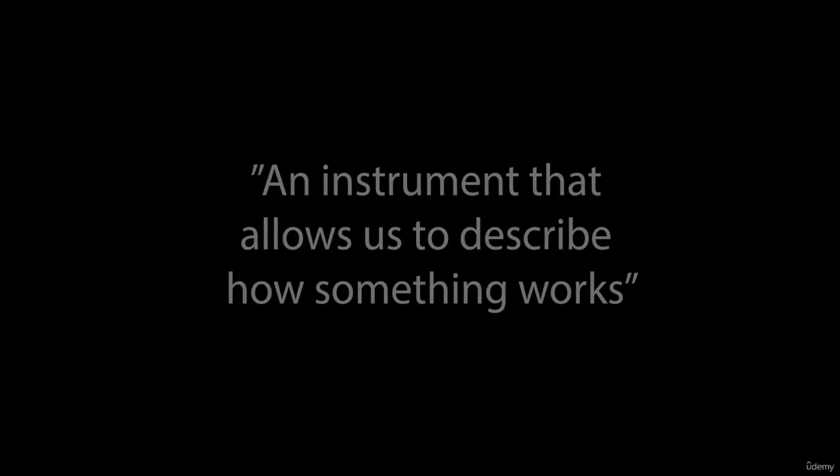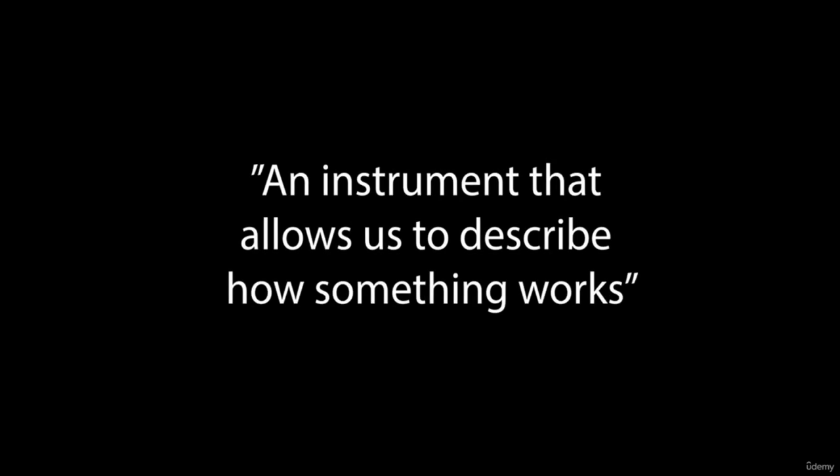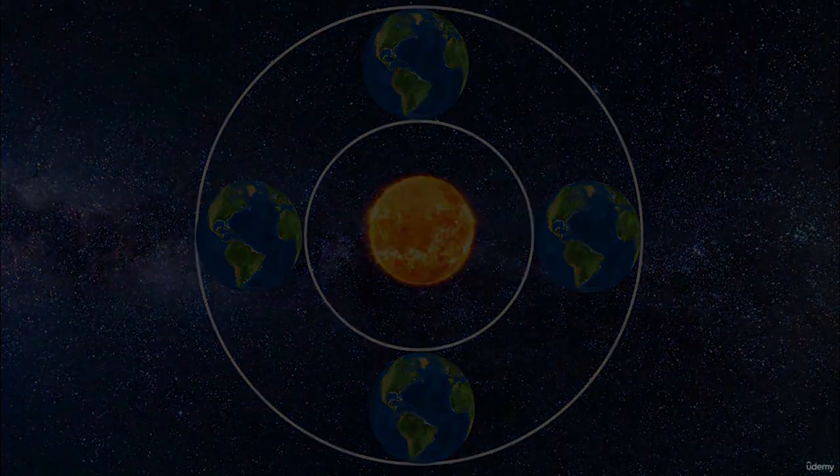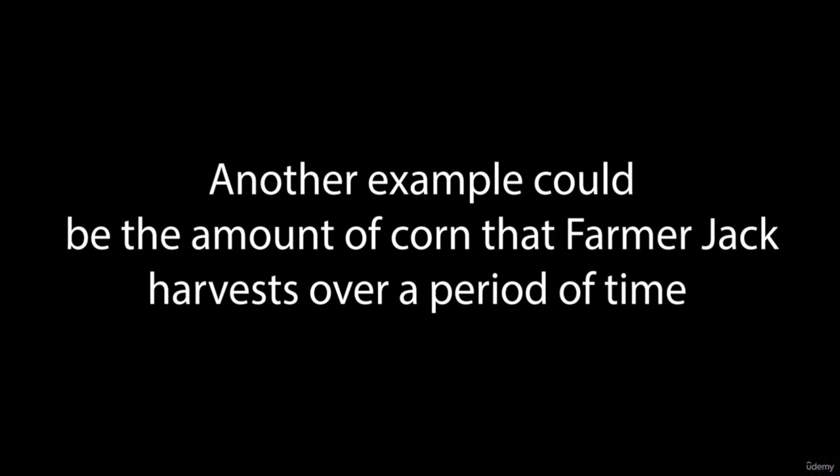Up until this point, we've mentioned the word model a lot. But what exactly is a model? For our purposes, we can define a model as an instrument that allows us to describe how something works. For example, our heliocentric model of the Earth and Sun describes the Earth as a spherical object revolving around the Sun. Another example could be the amount of corn that Farmer Jack harvests over a period of time.